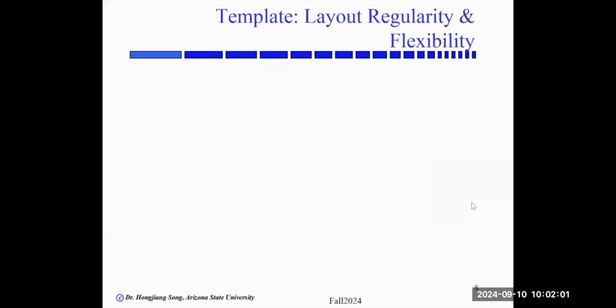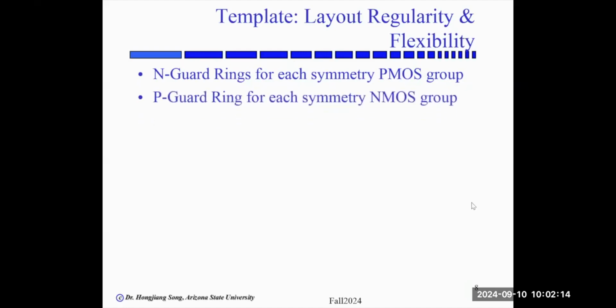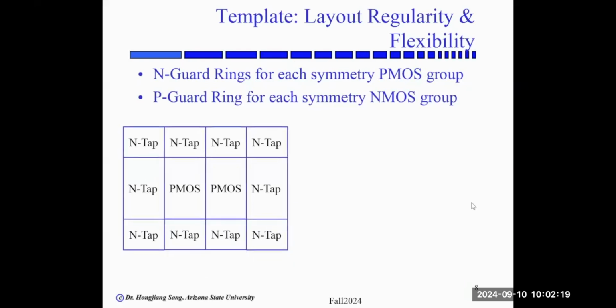By using the template, we basically preserve layout regularity and flexibility. This links to the unification and variety principle. Here is shown the use of the guard ring and the MOS grouping. That means when I put the MOS devices together, you can put a guard ring with just abutment. By doing this, it makes your design very flexible and highly efficient.